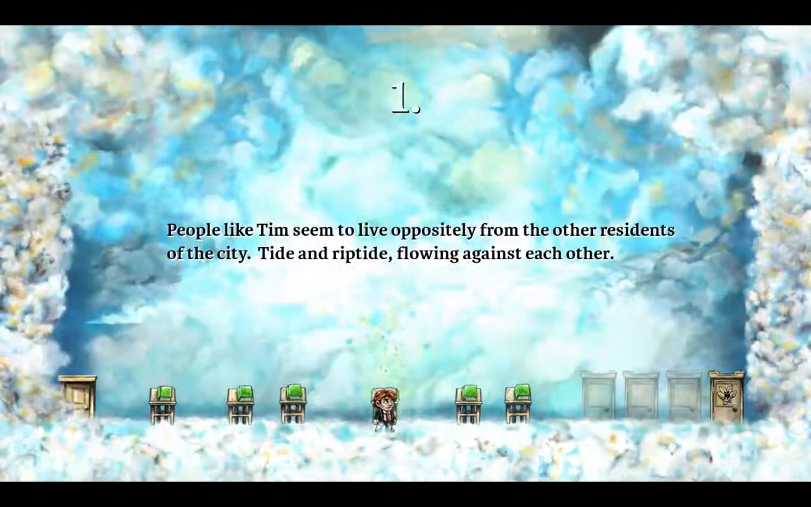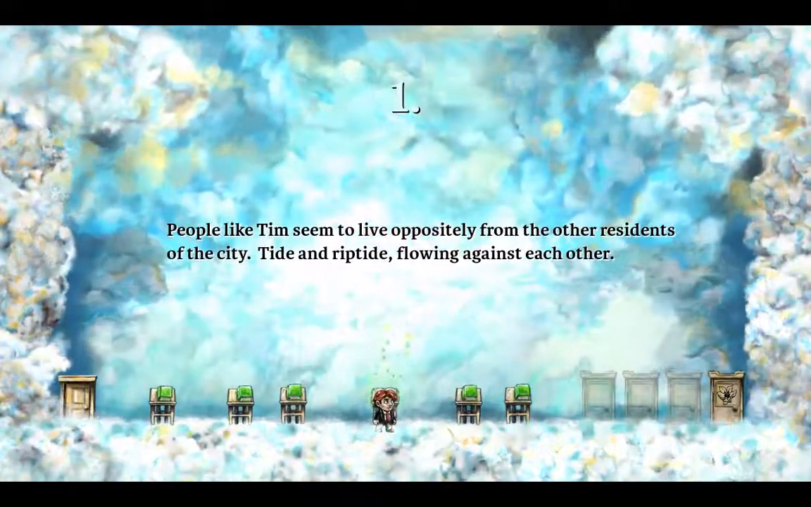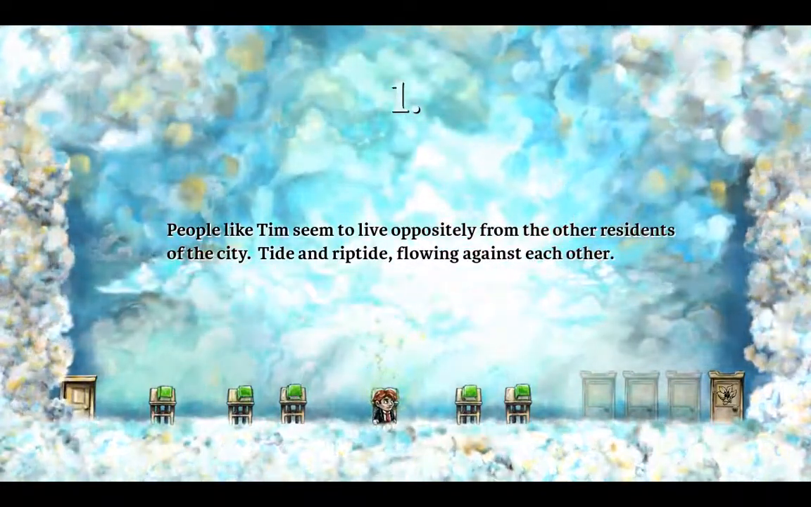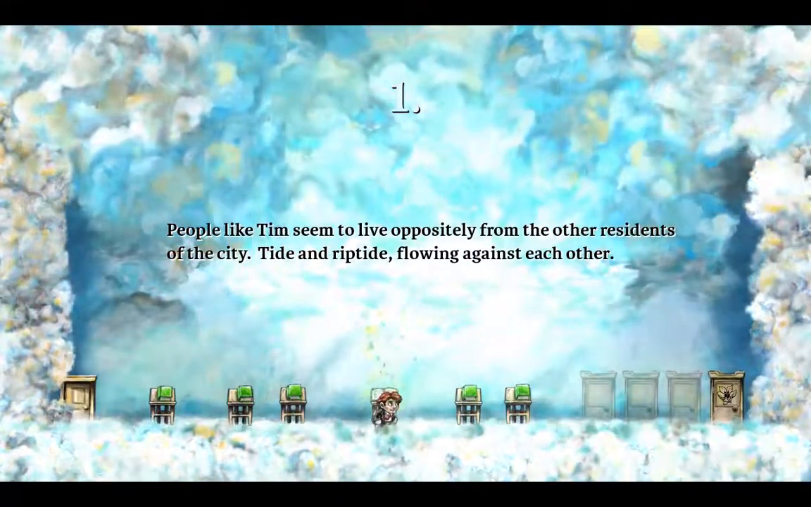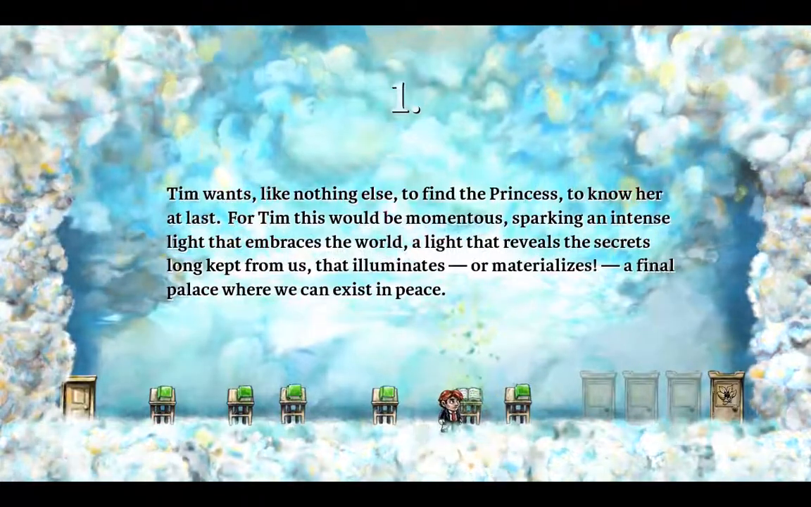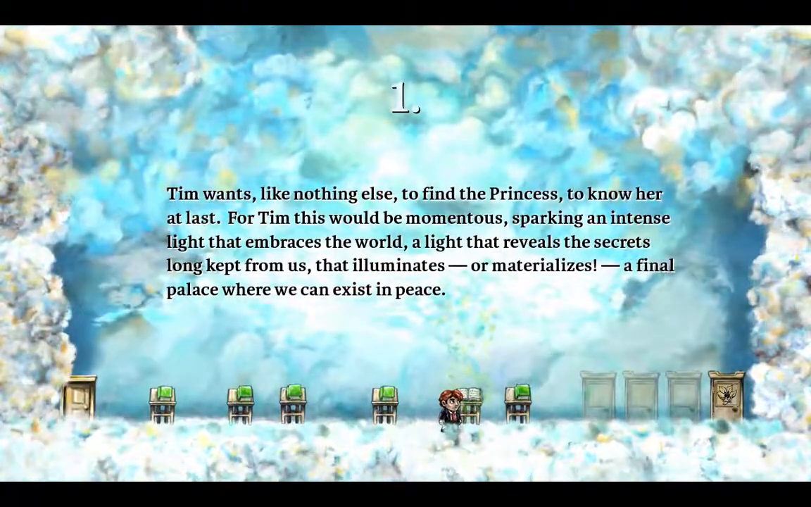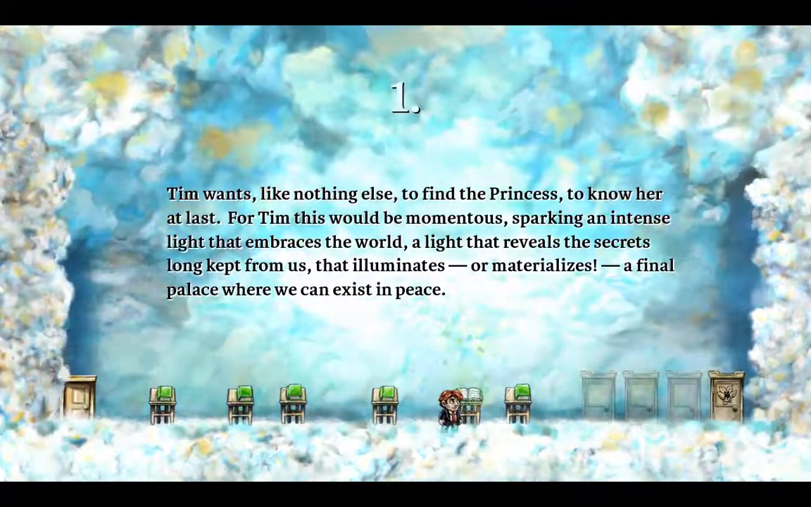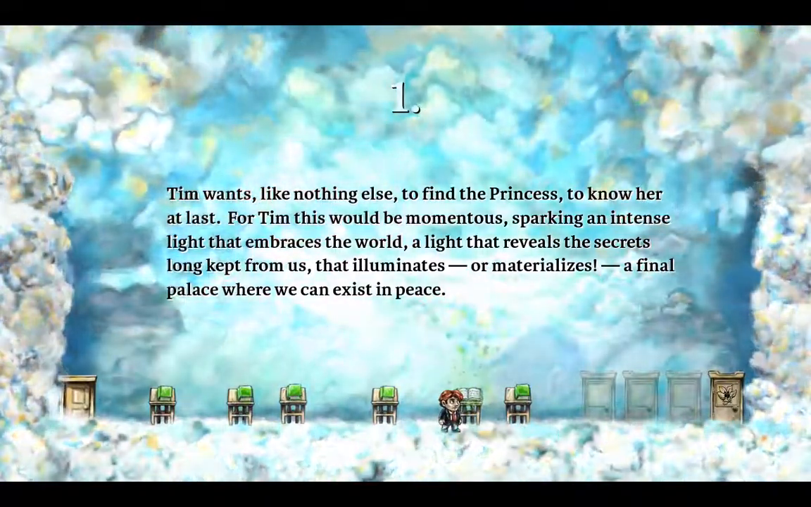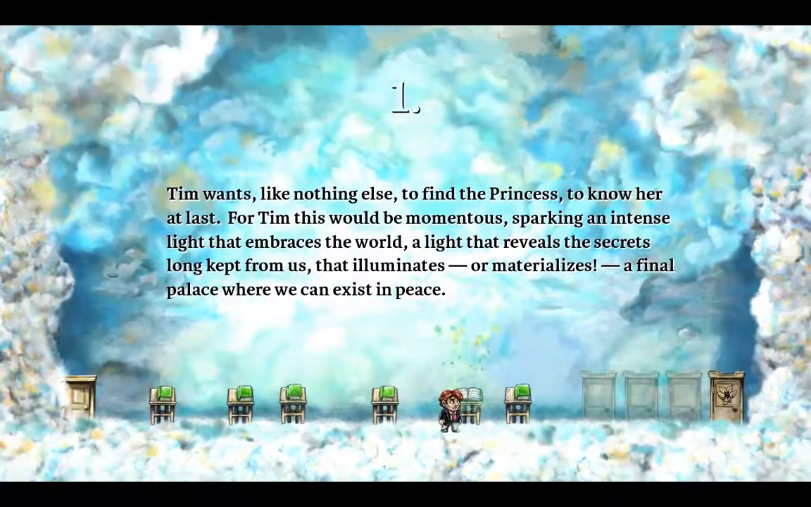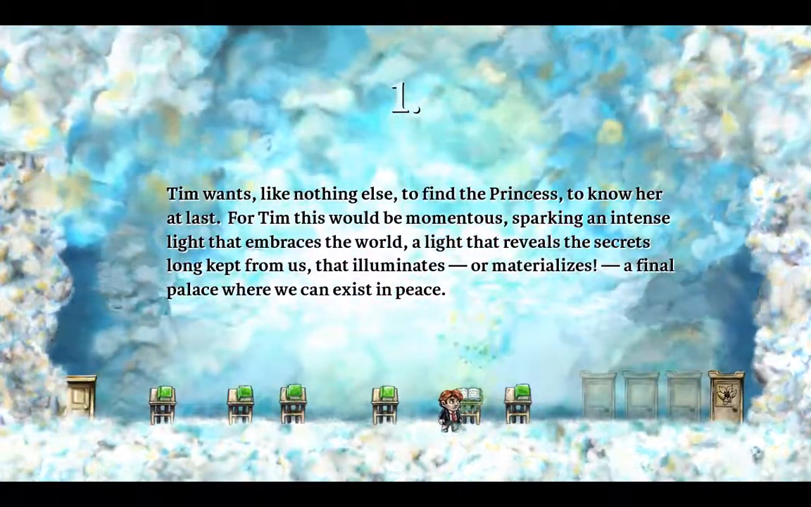People like Tim seem to live oppositely from the other residents of the city, tied and riptide, flowing against each other. Yeah, so he's different. Tim wants, like nothing else, to find the princess, to know her at last. For Tim this would be momentous, sparking an intense light that embraces the world. A light that reveals the secrets long kept from us, that illuminates, or materializes, a final palace where we can exist in peace.